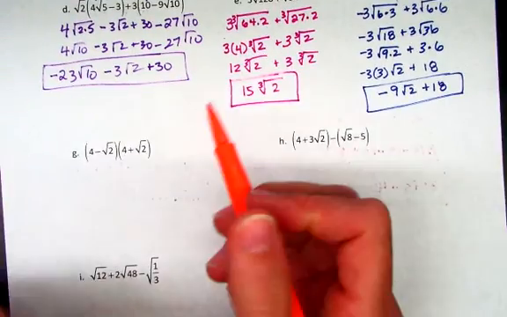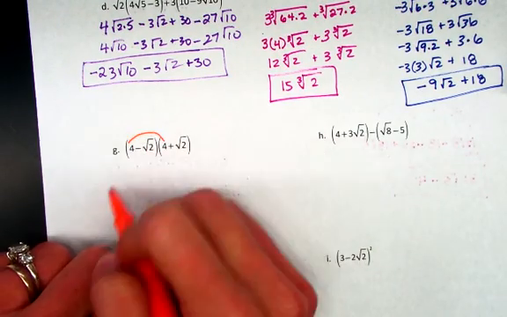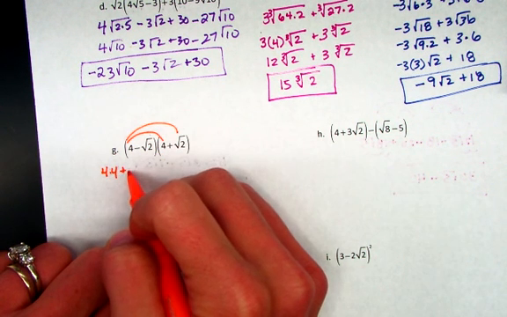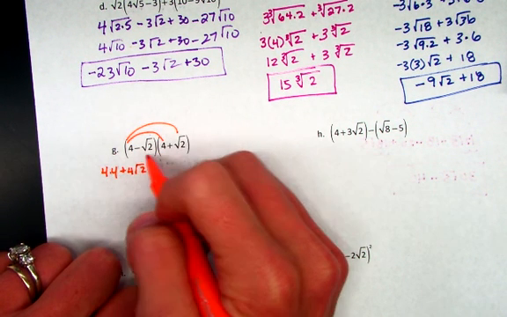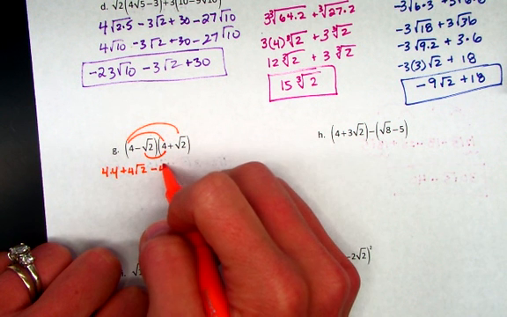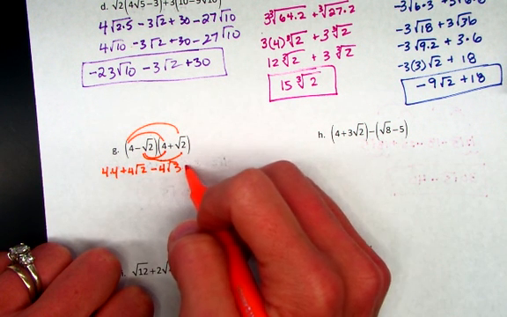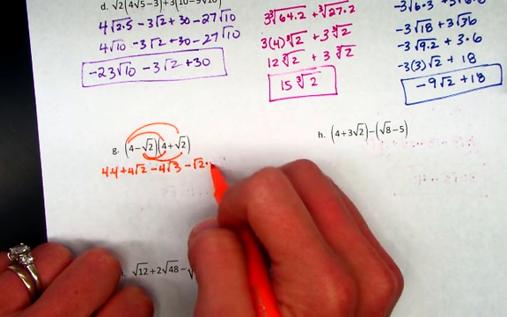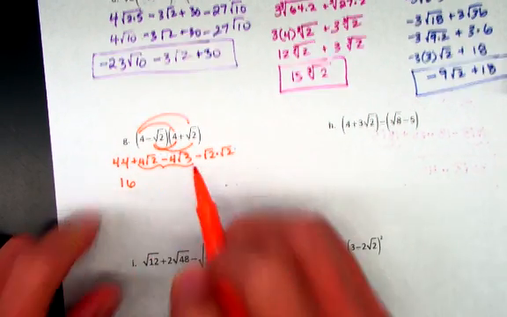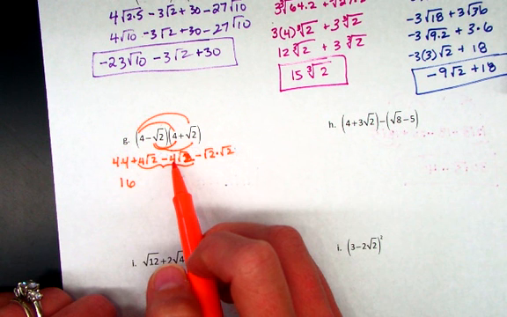You need to be careful when you're multiplying here because we need to distribute. So we're going to distribute the 4 times 4, and then the 4 times a positive root 2, and then negative root 2 times a positive 4, and then negative root 2 times a positive root 2. So this becomes 16. Oops, sorry, this should be a 2 here. These two cancel out. That equals 0.